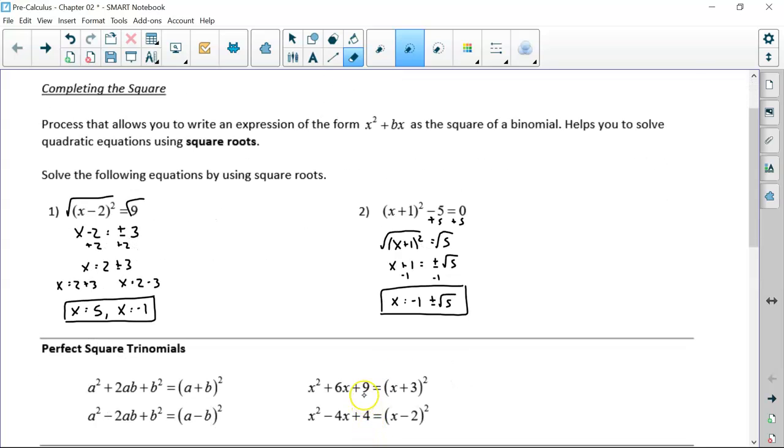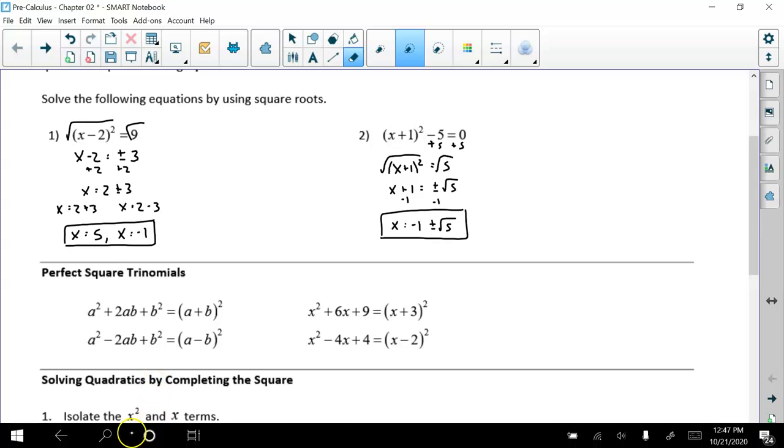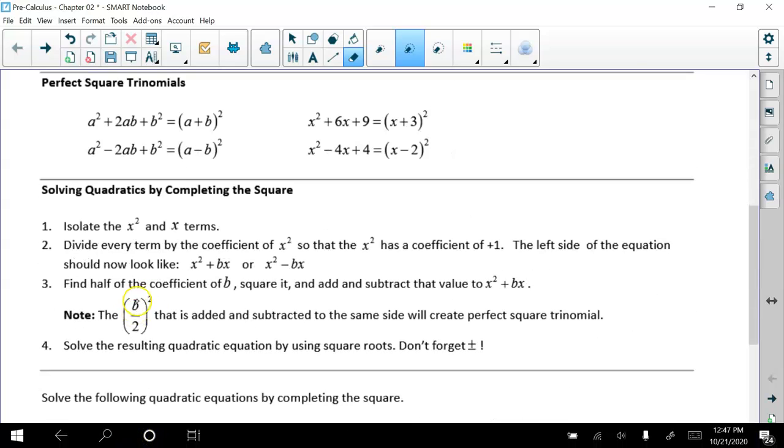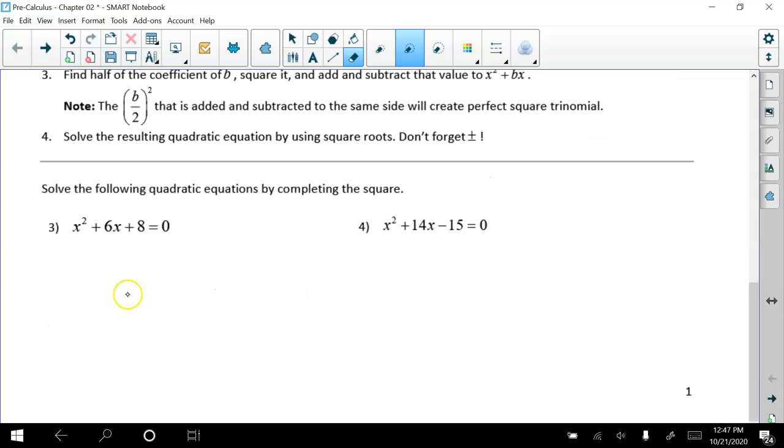Now, solving using completing the square is all about getting that perfect square trinomial. So here's two examples of perfect square trinomials. X squared plus 6x plus 9 is x plus 3 squared. X squared minus 4x plus 4 equals x minus 2 squared. As we know, that's not always the case. What completing the square does is it makes that the case for us. You can read these directions as we go through, but I'm going to start by doing examples.